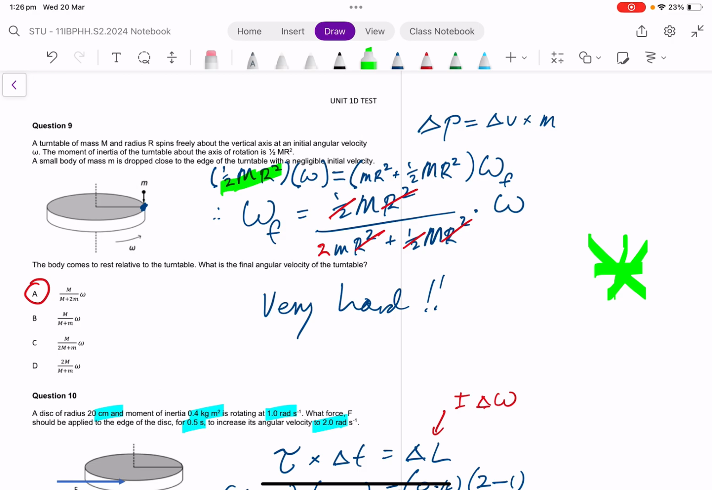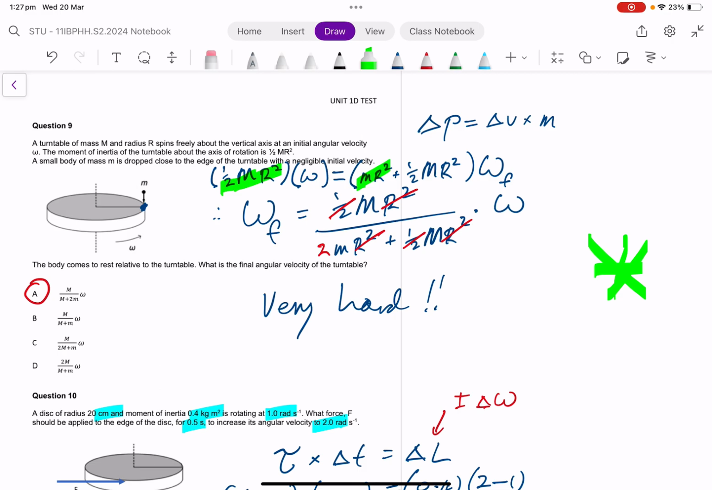Now the moment of inertia of this little body that was dropped on it, there was a question in SOCOS like this, where it was a drop of mashed potato or plasticine or something landing on it. So that is what I'm just highlighting now in green, the extra moment of inertia. I've made it small m.